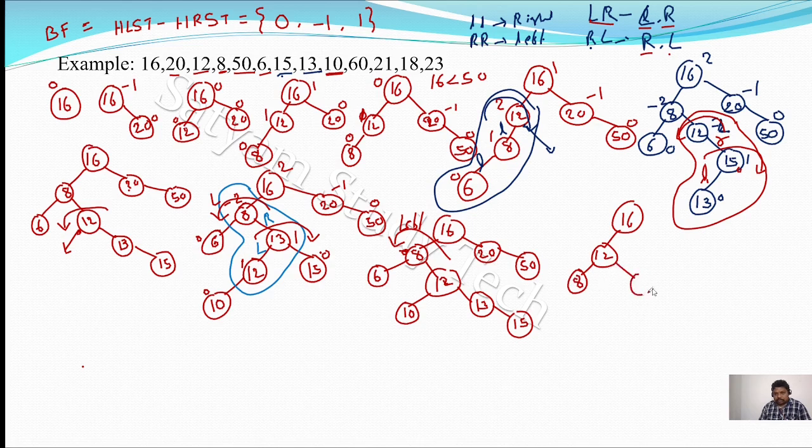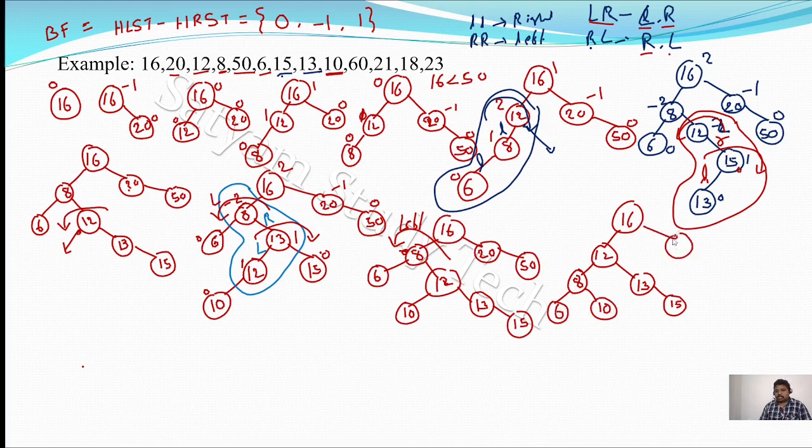Here, right of 12 is 13. Here it is 15, right? Here, left of 8 is 6. So you can see here the left of 12 is 10. Okay, now 10 is compared with the left side. Because 10 is smaller than 12, we have to add it on the left side. So when compared with 8, 10 is placed in the right of 8. Okay, 10 is placed here.